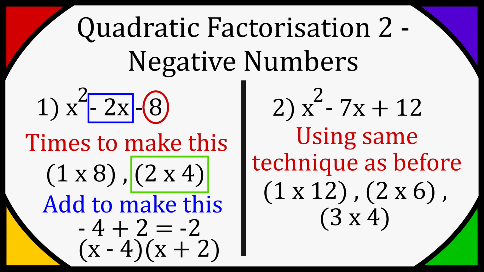Now we need to think which pairs of numbers can we use to make minus 7x. So 1 and 12 isn't going to work. 2 and 6, we could get minus 2 and minus 6, which is minus 8, but I think the correct answer is going to be 3 and 4 because we can do minus 3 and then minus 4, so that will be minus 7 or minus 7x. So the answer is going to be x minus 3 times x minus 4.